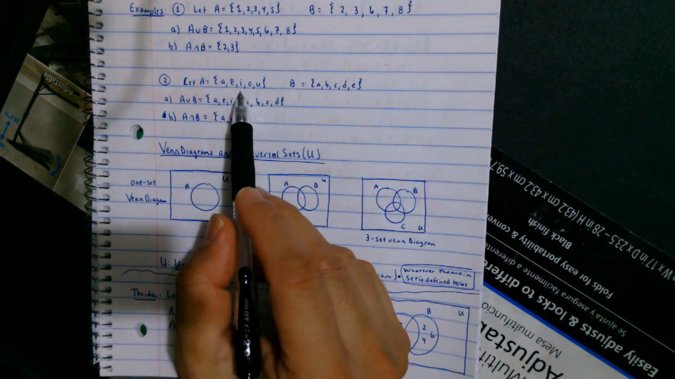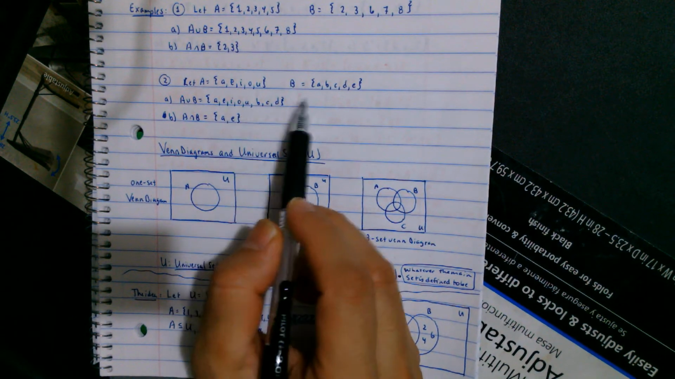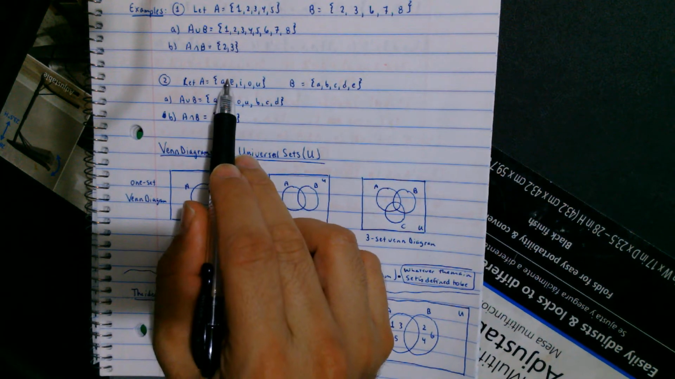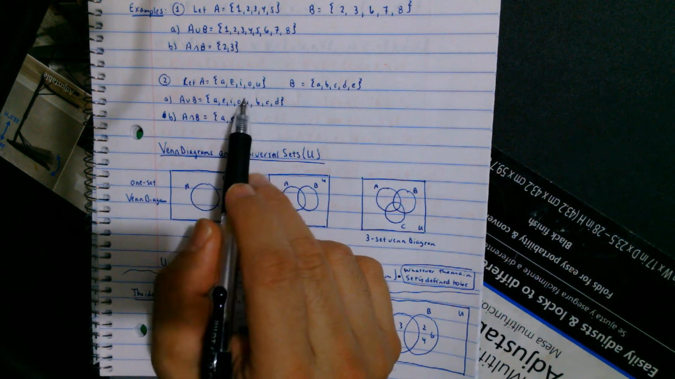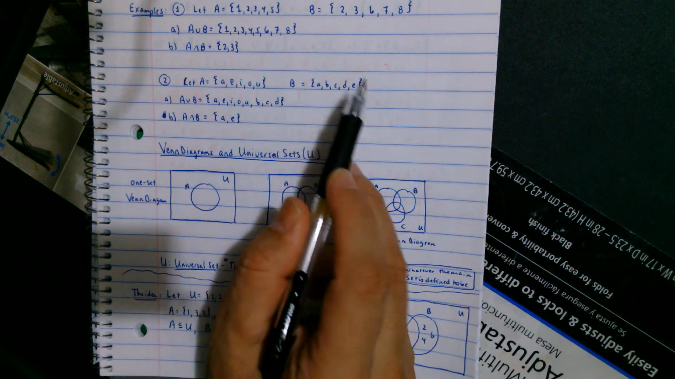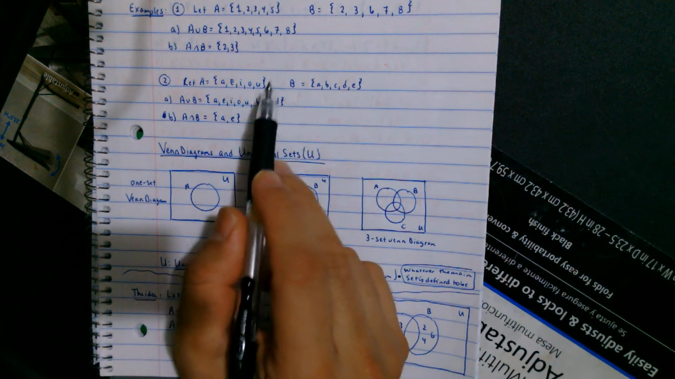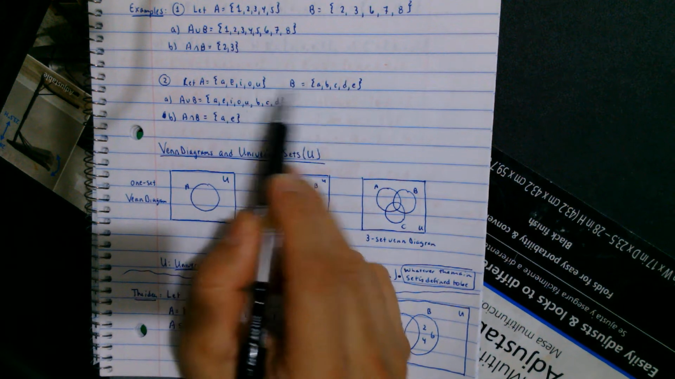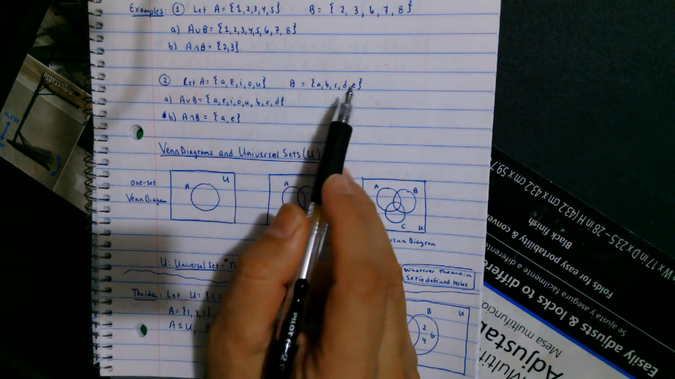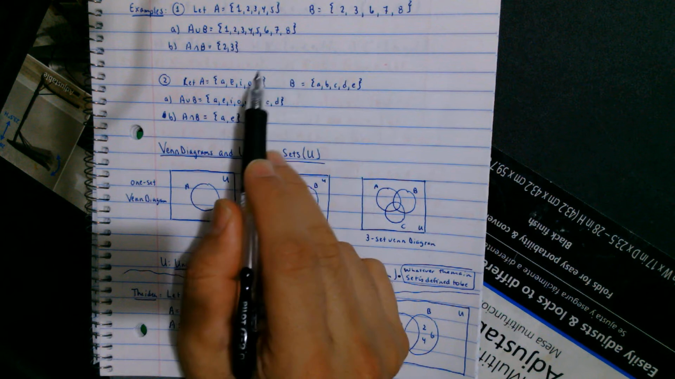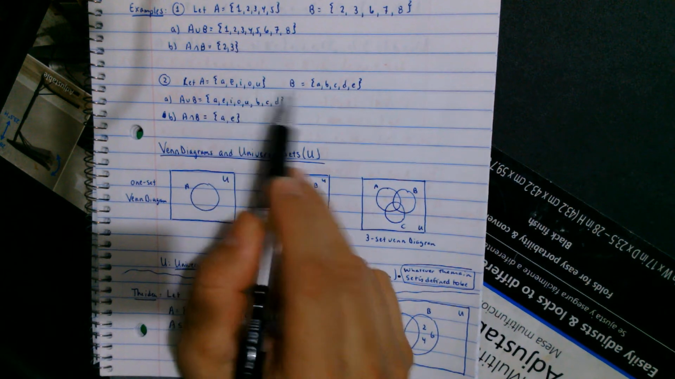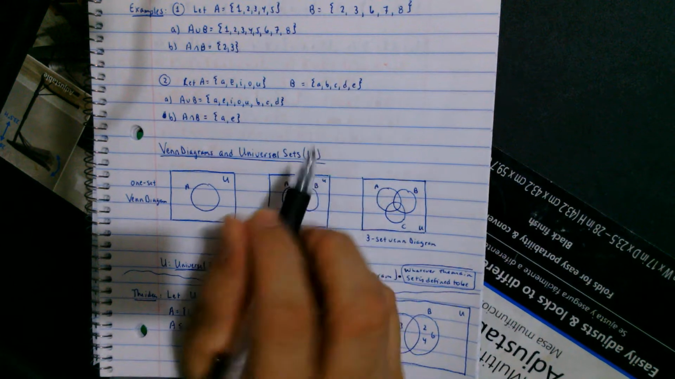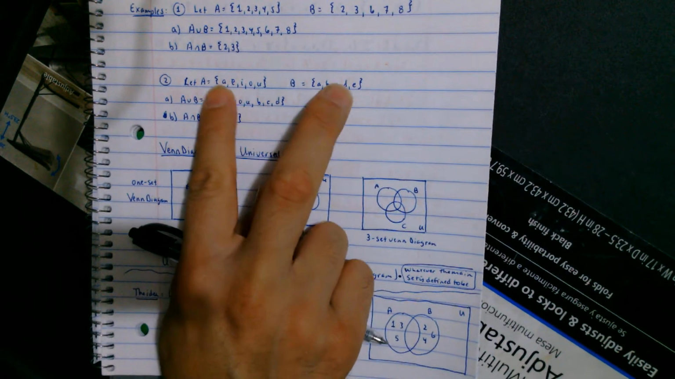So if A is the set A, E, I, O, U, and B is the set A, B, C, D, E, the union would be A, E, I, O, U plus whatever the second set B has that wasn't already included. A I already have, B is new, C is new, D is new, E I've already accounted for. So it's kind of like addition, but don't count the repeats. That's the union.